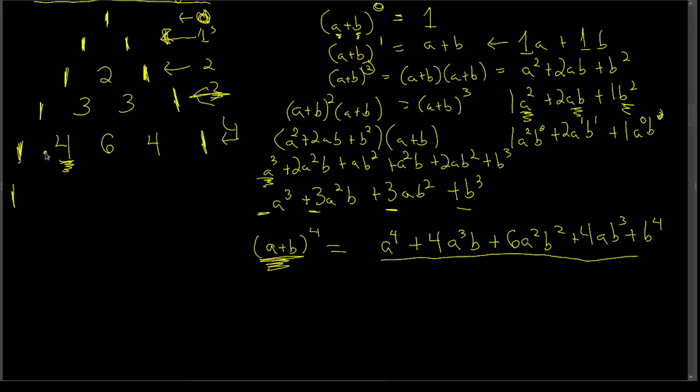So my next line for the 5th, I'm going to need a new element that comes out of here. So 1 plus 4 is 5. Going to need a new element that comes out of here. So 4 plus 6 is 10. Going to need a new element that comes out of here. 6 plus 4 is 10. Going to need a new element that comes out of here. 4 plus 1 is 5 and 1. So I'm going to have multipliers of 1, 5, 10, 5, and 1.